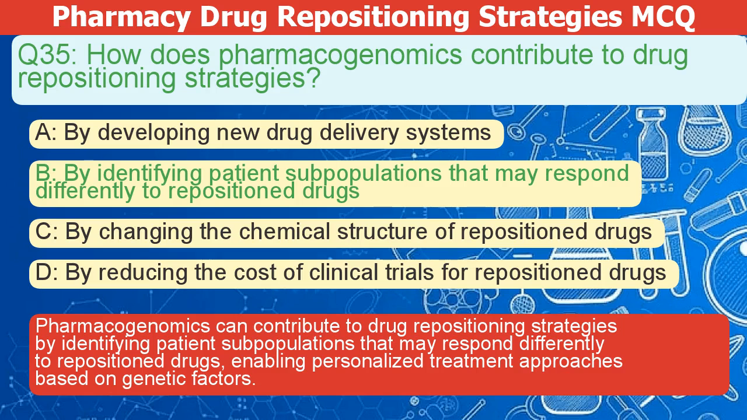Pharmacogenomics can help find new uses for existing drugs. It does this by identifying groups of patients who might react differently to these drugs based on their genes. This allows for more personalized medicine.